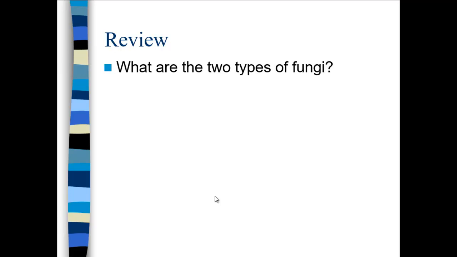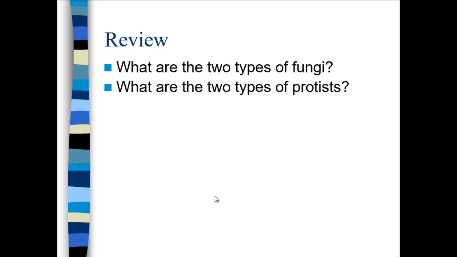Okay. So let's review. So 2 types of fungi. We went over these, and the 2 types of fungi are molds and yeast. 2 types of protists. Remember, protists and fungi are kingdoms in the domain Eukarya. And so the 2 different types of protists would be the 2 subkingdoms, algae and protozoa.